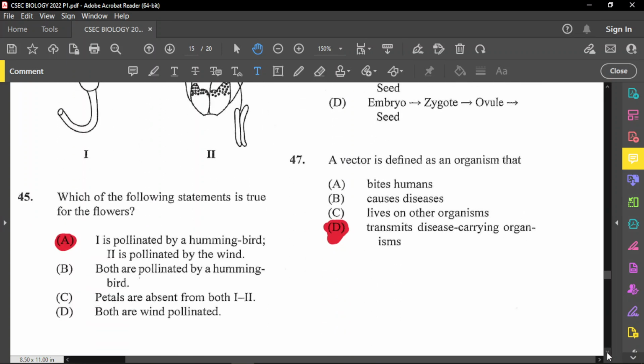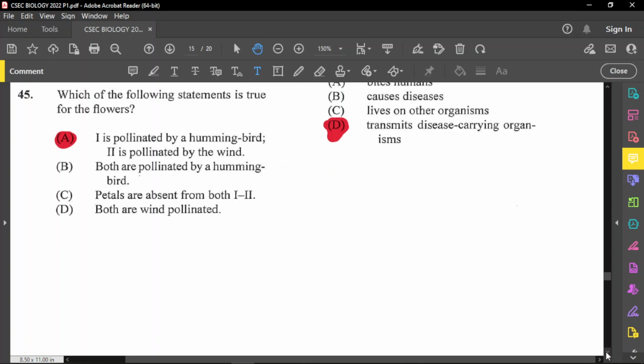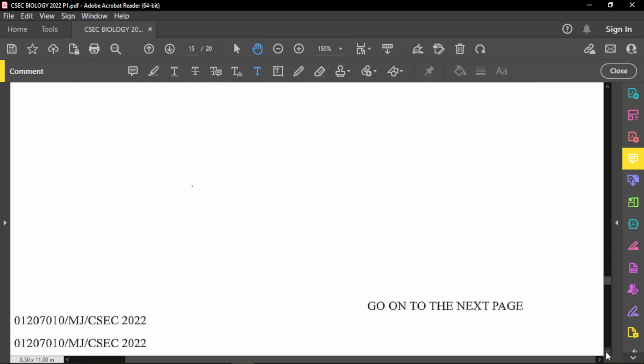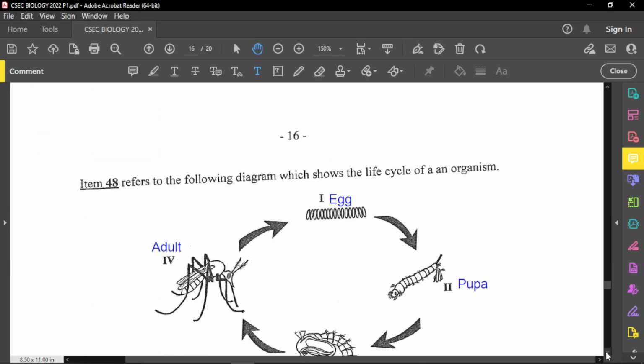All right. So 47. You see, a vector is defined as an organism that does what? And really transport or transmit diseases. All right, so they are transmitters of diseases. All right, so these carry, transmit disease-carrying organisms. So there's no need to explain that. All right. All right, so we're at 48.